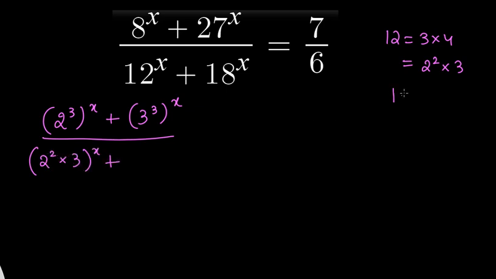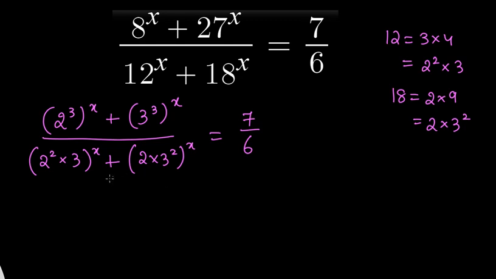In the same way, 18 can be written as 2 times 9, or I can write this as 2 times 3 squared, in terms of 2 and 3. So 18^x will become (2 * 3^2)^x, and this is equal to 7 by 6.